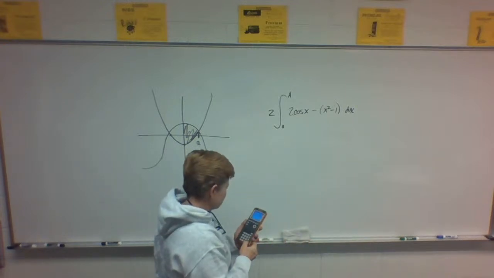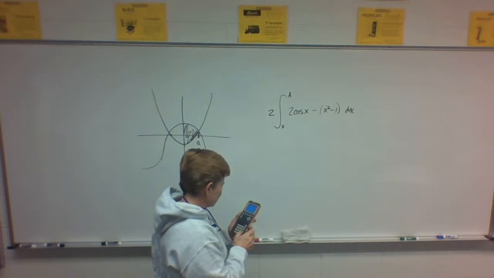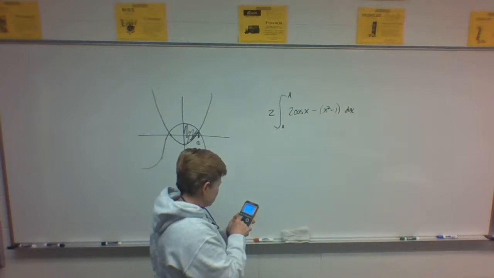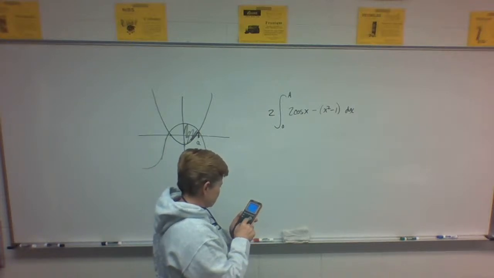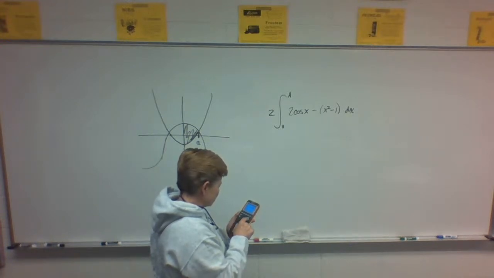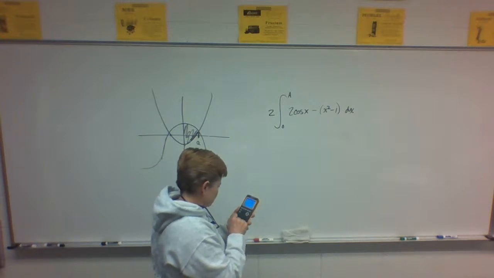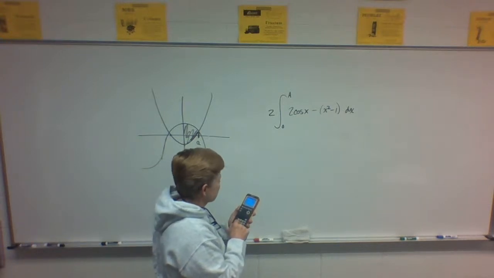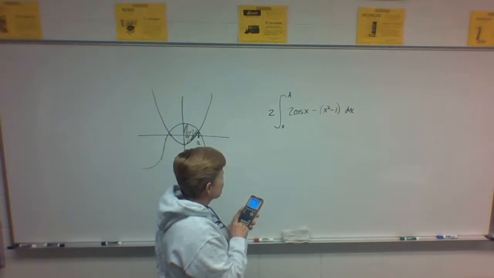I go 0, and then, whoops, I hate doing this because I'm not very good at it. 0 to, and I'm actually going to type in A, and it will remember what it is. 2 cosine. Close it. Minus parentheses x squared minus 1. Oh, you have to times it by 2.